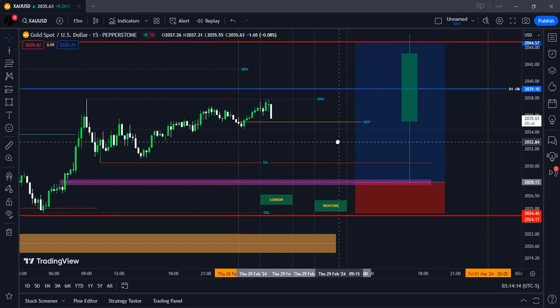So market structure is the first element of our system. Second, liquidity. Third, the PD arrays. In this setup today, we have utilized the inefficiency, the fair value gap, as our PD array. Fourth, we get risk management: entry, risk, and exit. And fifth, we have employed our day trading model, which is OHLC. Okay, so now we are done.